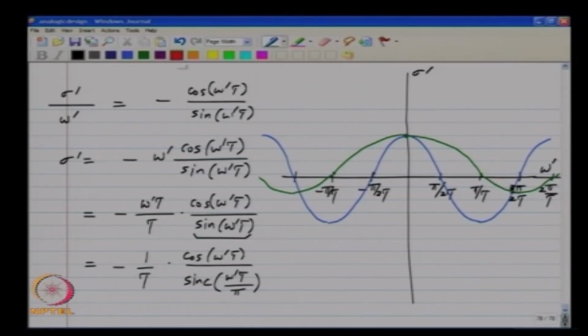The function is a ratio of these two. If I plot the ratio of this, excluding the factor of 1 by tau, I will get something more than the cos, and it goes to 0 here, and here it goes off to minus infinity. Okay. And again at pi by tau it goes off to minus infinity. And if you look at the next segment between pi by tau and 3 pi by 2 tau, or minus pi by tau and minus 3 pi by 2 tau, the result is again positive. So, there is a discontinuity here.